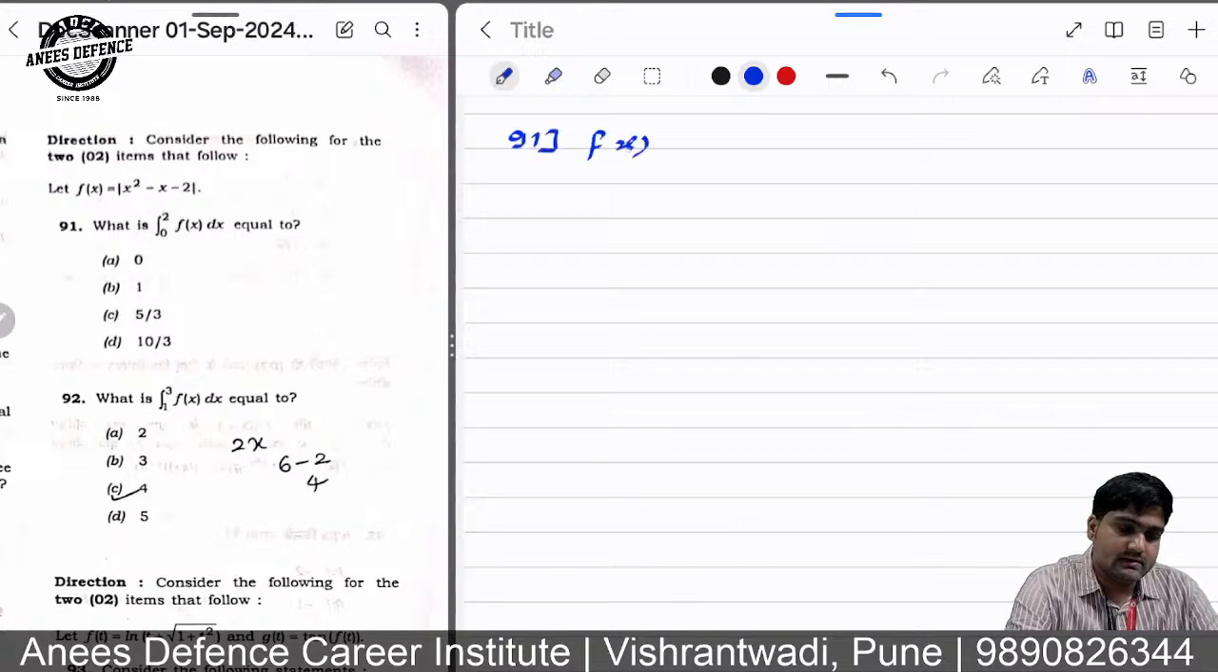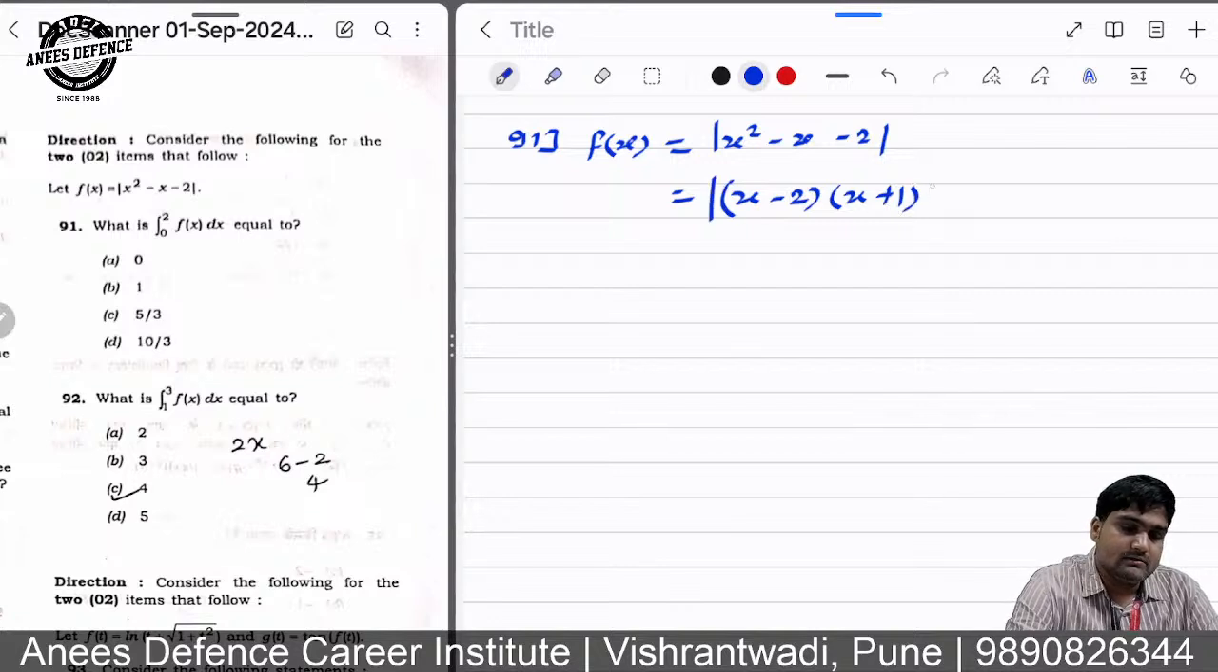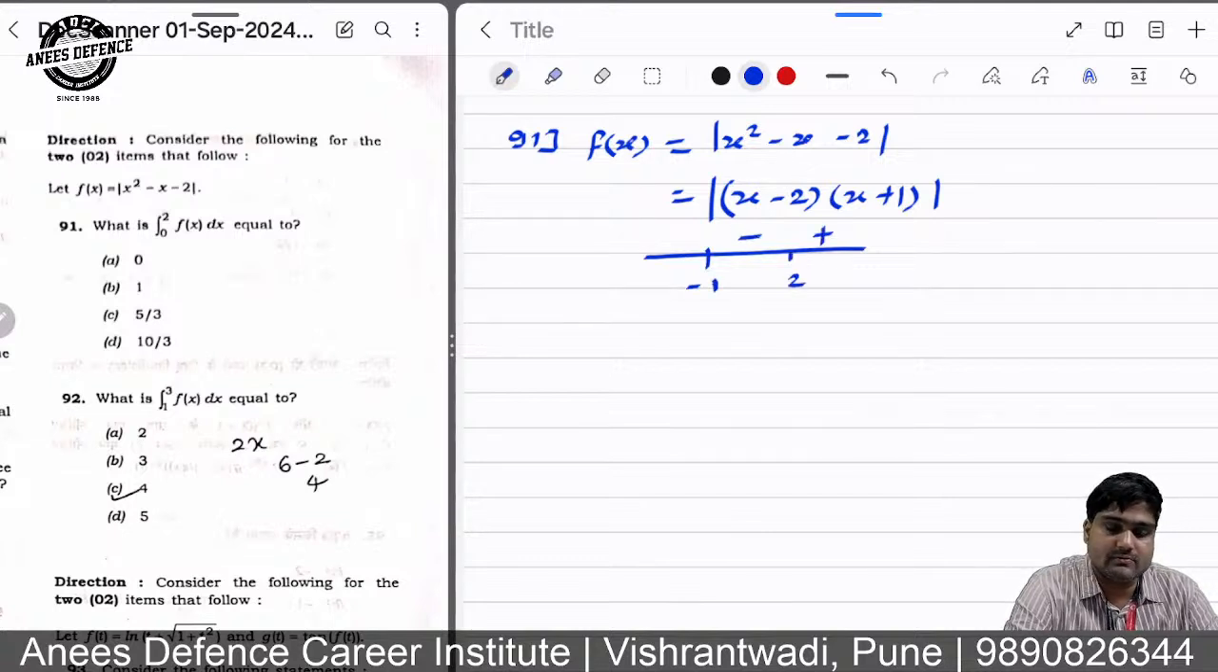The function of x is given as x square minus x minus 2 in modulus, so first split it into two parts. The factors of this will be x minus 2 and x plus 1. There are two factors, so the critical points for this function are minus 1 and 2. On the right side, it gives a positive result. In between minus 1 and 2, it has a negative result. On the left side, it is a positive result.